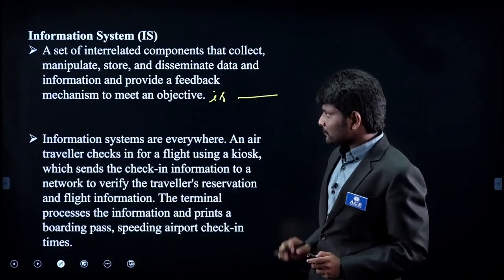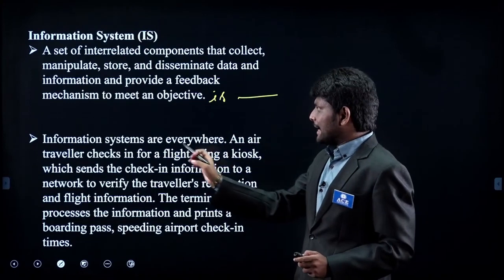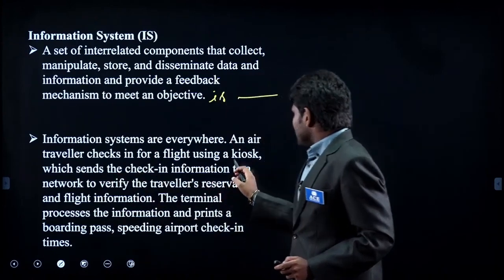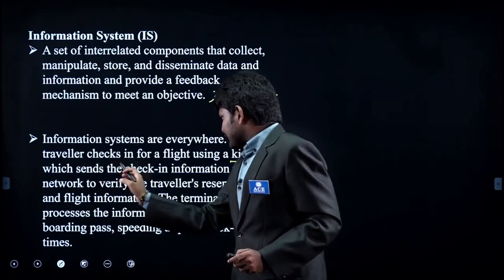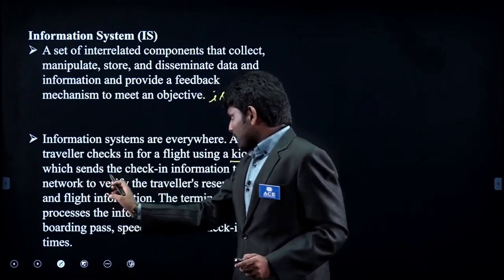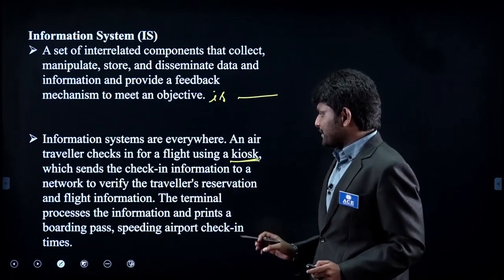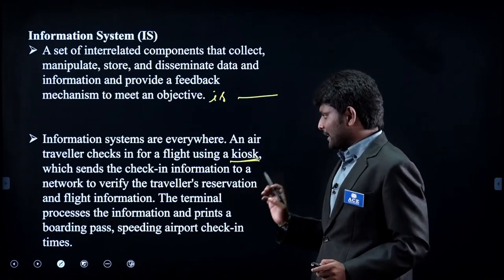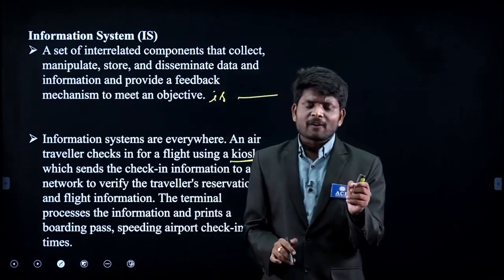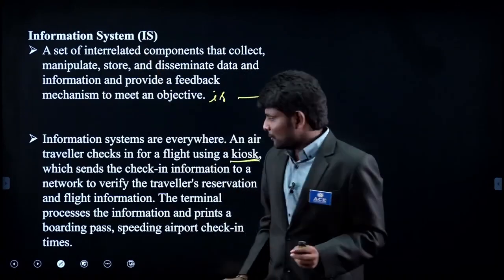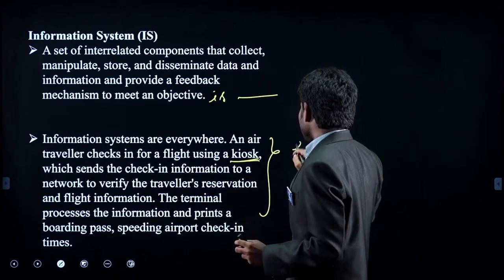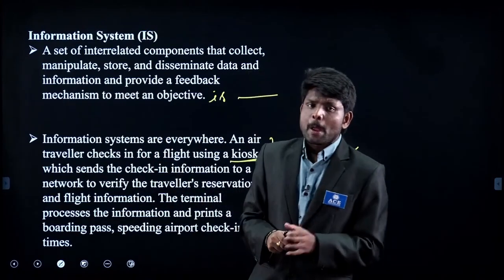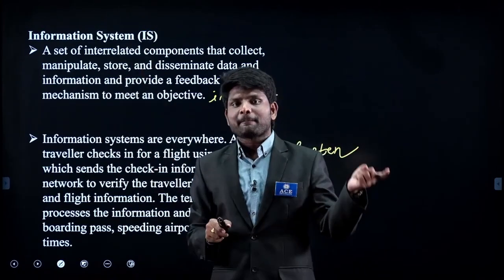Fine? Then, information systems are everywhere. An air traveler checks in for a flight using a kiosk which sends the check-in information into a network to verify the traveler's reservation and flight information. The terminal processes the information and prints the boarding pass, speeding up airport check-in times. So what they are trying to say here is that because of the information systems, the check-in process in airline services can be made faster. I'm repeating this point again. In this paragraph, what they are trying to say is that because of the information systems, we can speed up the process.